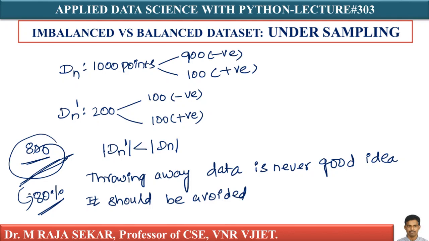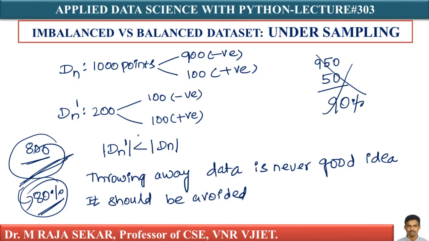If there is some workaround to this throwing away of data, good, otherwise there is a serious problem. For example, if your majority class is 950 and your minority class is 50, you have to throw away 90% of the data. It has got severity. Forget about this; try to restrict to this one. In this case, as you are throwing away 80% of the data, it is a serious problem.